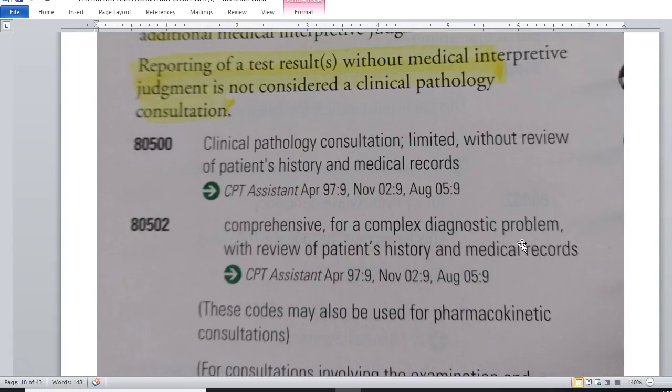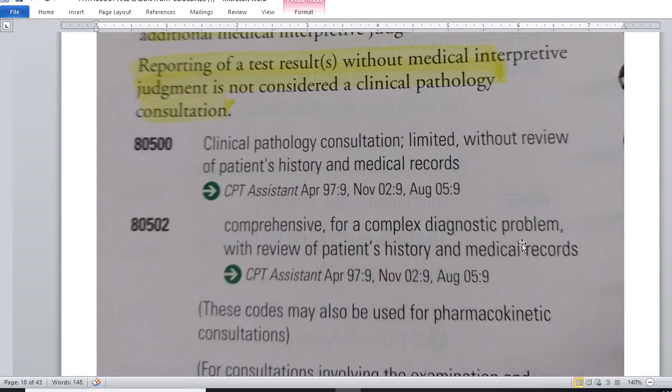The differences between these is whether or not we're going to give the pathologist all the patient's history. Sometimes we want to, sometimes we don't, and sometimes we can't. So for instance, a patient comes in, they're unconscious, we have no ID on them, we know nothing about them. That's going to be 80500. It's limited, without review of patient's history and medical records, because we don't have any. However, if the patient's been in the hospital for, let's say, 2 weeks and they can't quite figure out what's going on with, let's say, an infection that they have, then that would probably be more of an 80502, a comprehensive for more of a complex diagnostic problem.